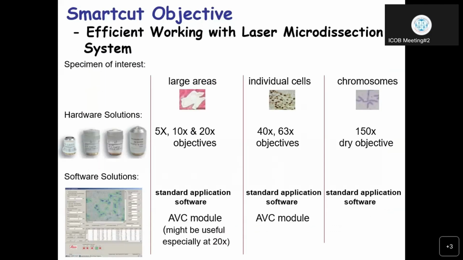How to select the objective you want to use? When you need to cut out large areas, you can use 5x, 10x, 20x objectives. For individual cells, 40x, 63x objectives are a good choice. For chromosomes, you might need the highest 150x objective. The 20x, 40x, and 63x objectives are suitable for the AVC module.